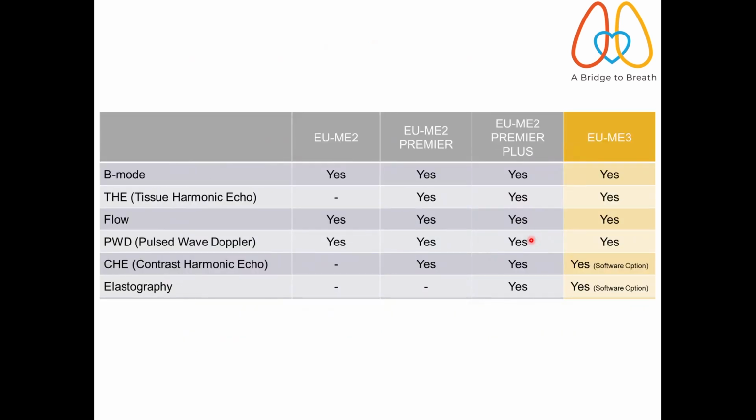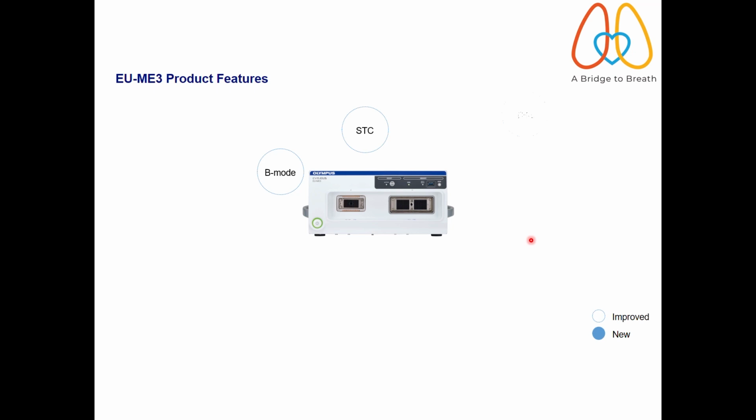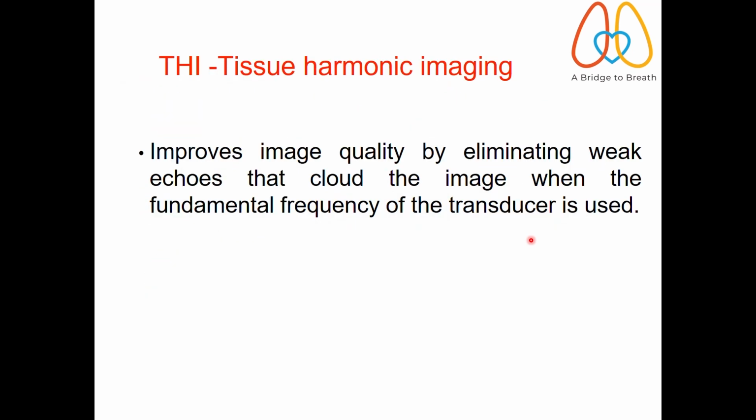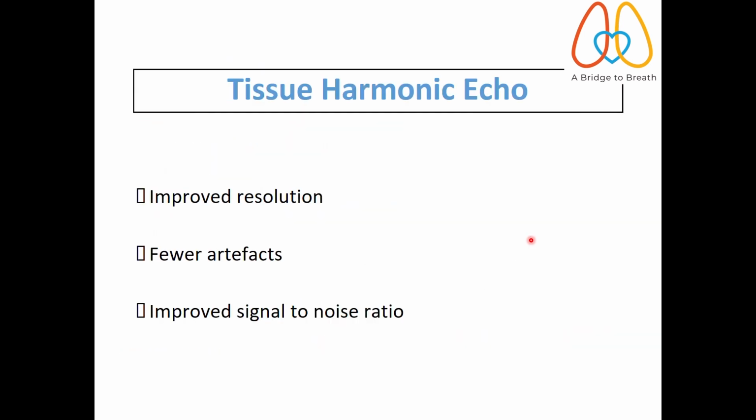Now coming to the latest one, which is ME3. I think the previous lecture covered ME3 very well, so I'm not going to detail that. The processor looks the same outside, but the features are better. Tissue harmonic imaging improves the image quality by eliminating the weak echoes that could degrade the image when the fundamental frequency transmitter is used. So in that one we have improved resolution with THE, fewer artifacts, and an improved signal-to-noise ratio.